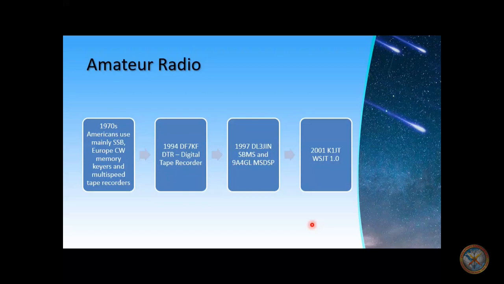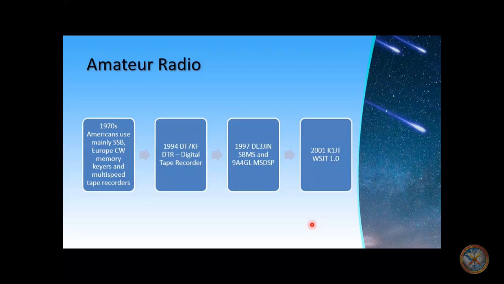Then at some point there were real tape recorders, and later I think there were some cassette tape recorders that you could also modify. In 1994, DF7KF came out with the DTR, the digital tape recorder, a digital device, a little box that you could record audio on and play it back slower as well.